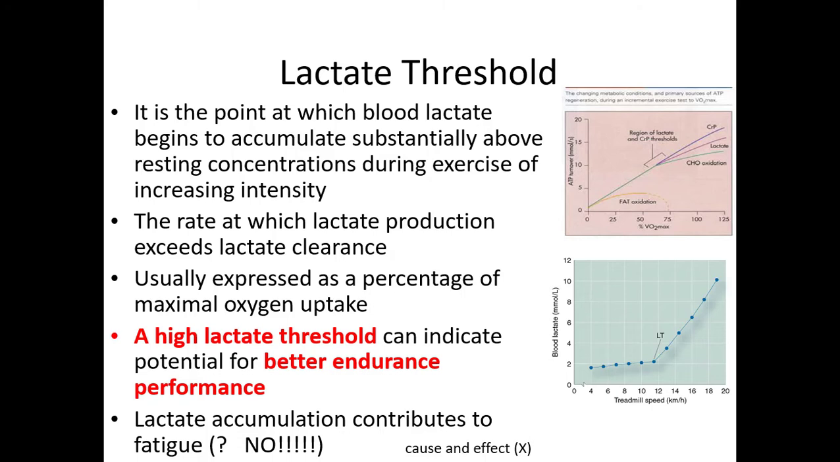A high lactate threshold can indicate potential for better endurance performance. Trained people have a higher lactate threshold compared to untrained people. Trained people have a lactate threshold around 80% of VO2 max. How about untrained people? Their lactate threshold is around 50% of VO2 max. And lactate accumulation contributes to fatigue. Many textbooks and social media, like YouTubers, talk like this, but that is not correct.